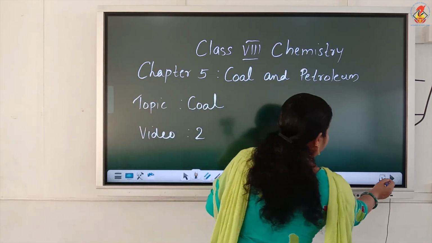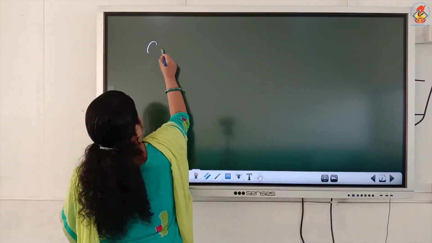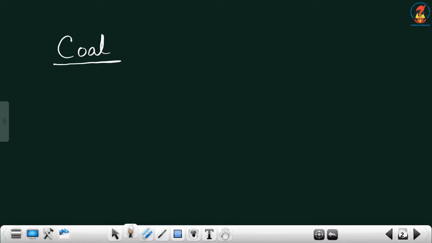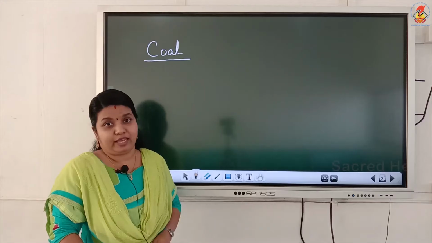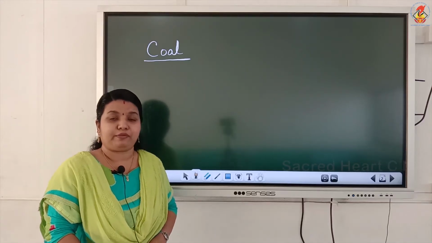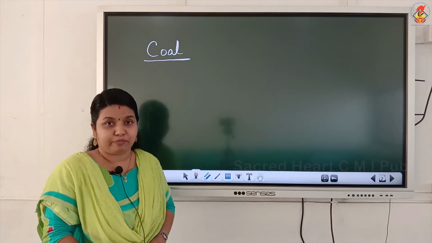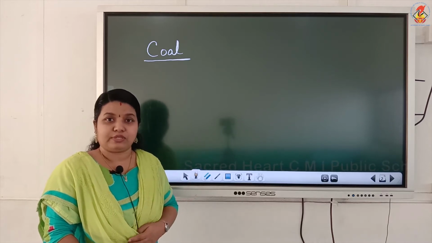So let's start with coal. Coal is a fossil fuel. What do you mean by a fossil fuel? A fuel which is obtained from the dead remains of living organisms. Fossils are dead remains of living organisms. Coal is obtained from the fossil, so it is known as a fossil fuel.